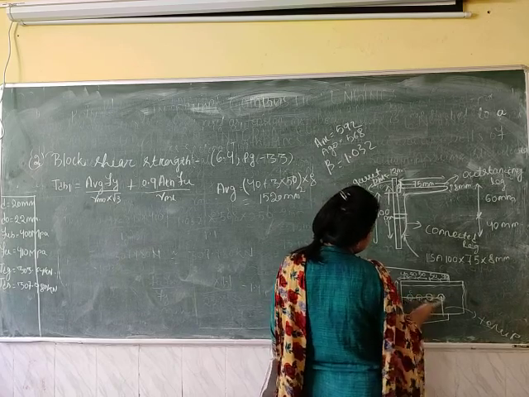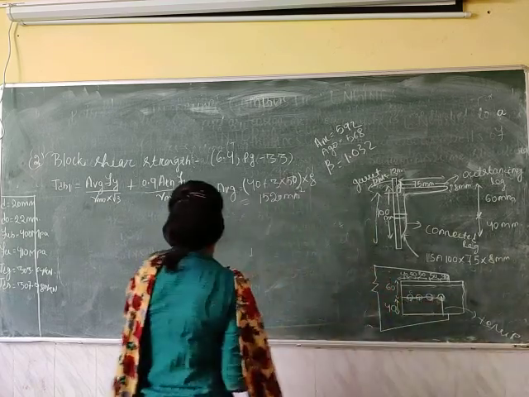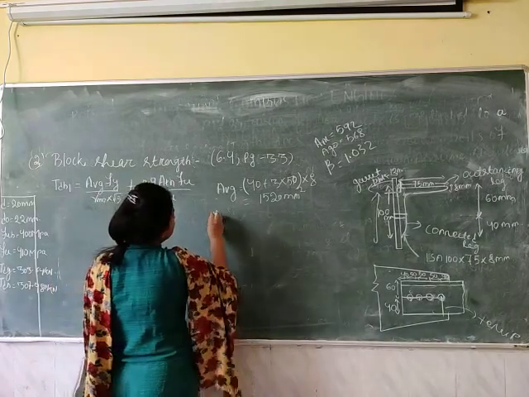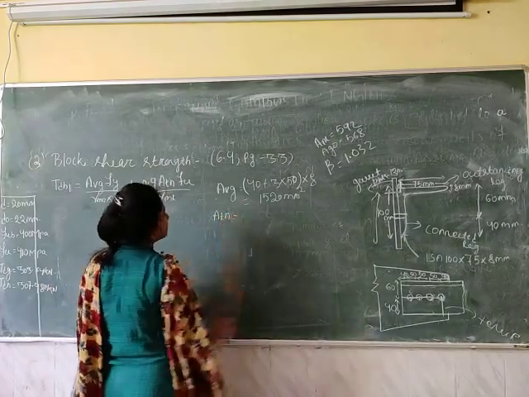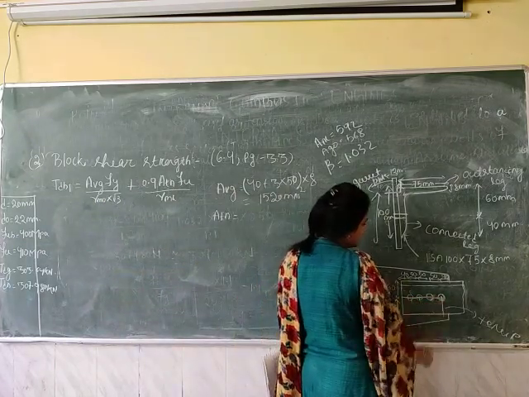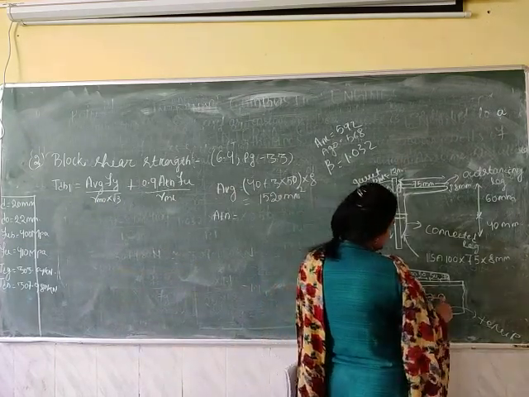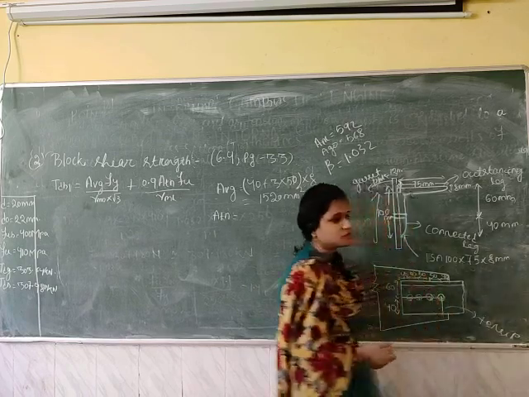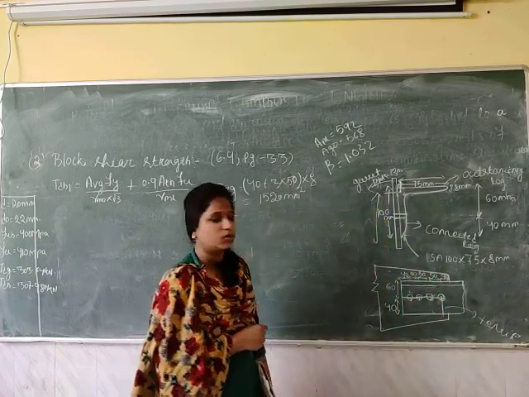Okay, this length into thickness. Then next is ATN. ATN is the net area of the tensile section. So this is the tensile plane, and we have to calculate the net area. Net area means we have to deduct the bolt hole dia.